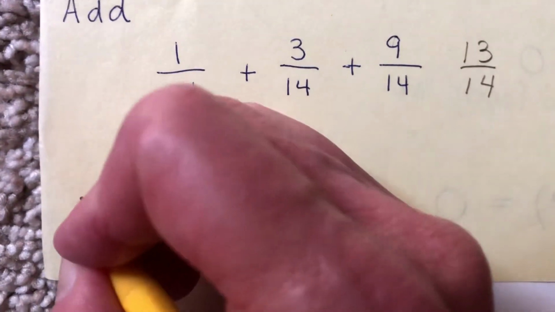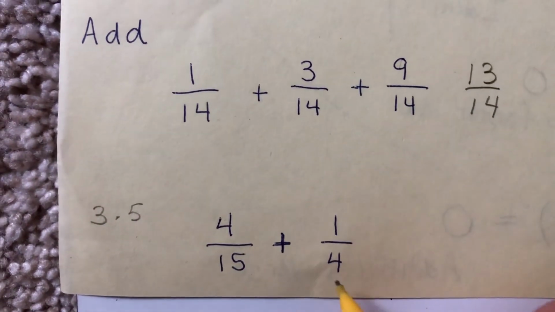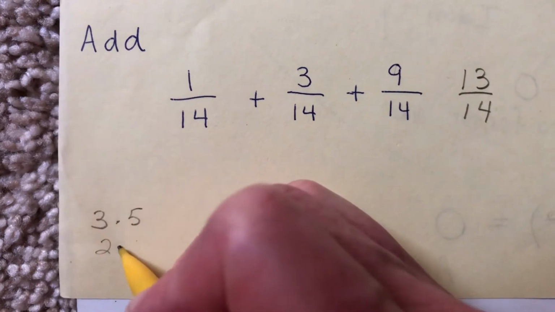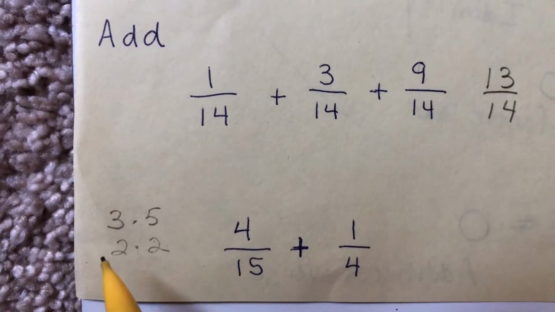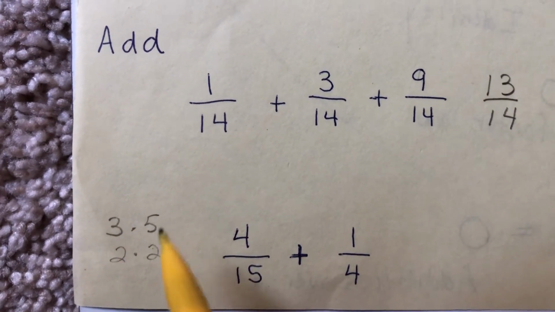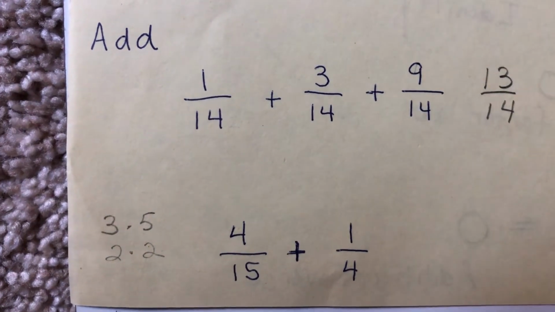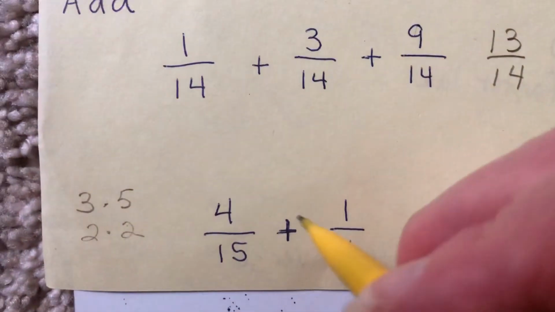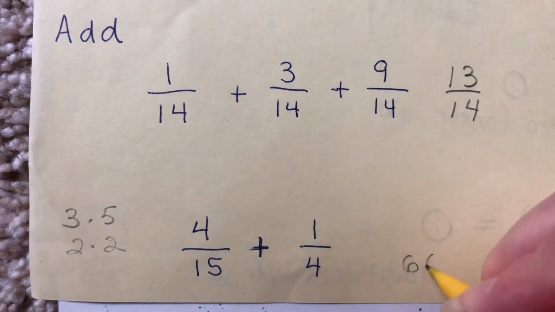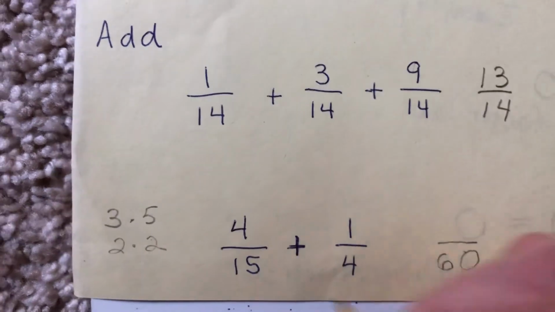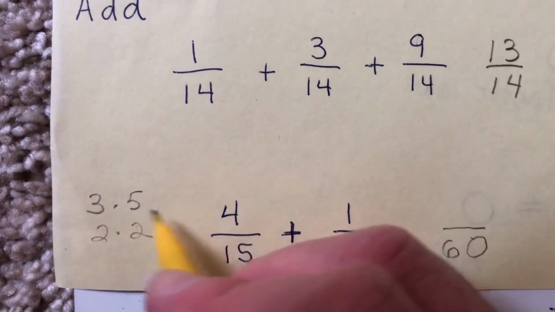So I break down 15 into 3 times 5, break down the 4 into 2 times 2. So I need to use 2's twice, and I need to use a 3 and a 5. So 2 times 2 is 4, times 3 is 12, times 5 is 60. So 60 is my least common denominator.